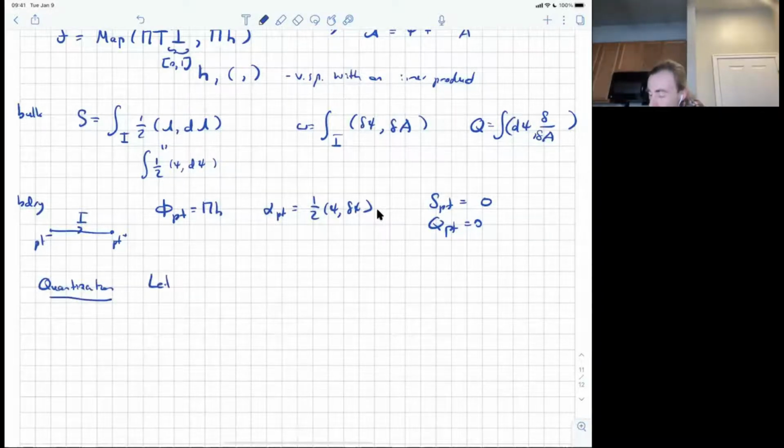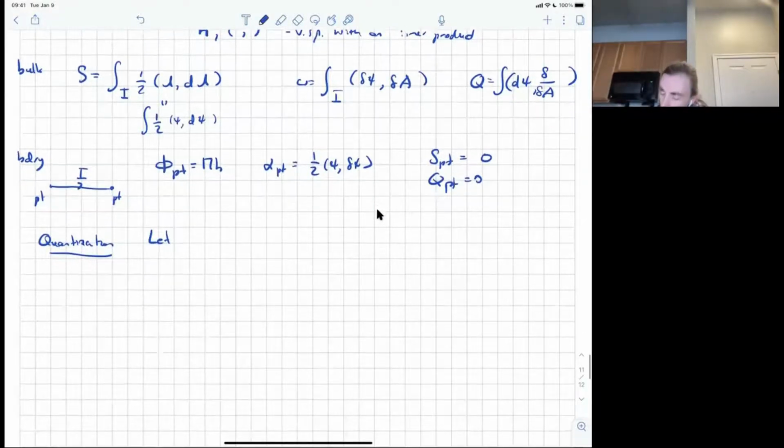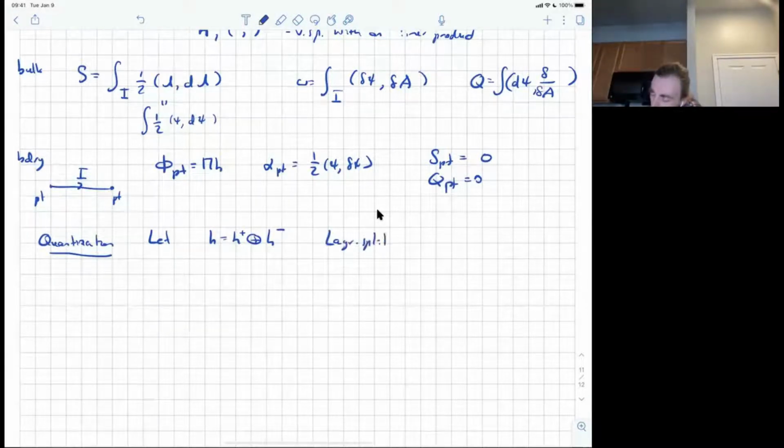So I need to impose some additional data. So I want to split. Actually, let me erase those markings because they could be confusing, plus and minus. So for quantization, I need to choose polarizations. Let me fix a Lagrangian splitting of my H, my coefficient space. So Lagrangian with respect to the inner product.